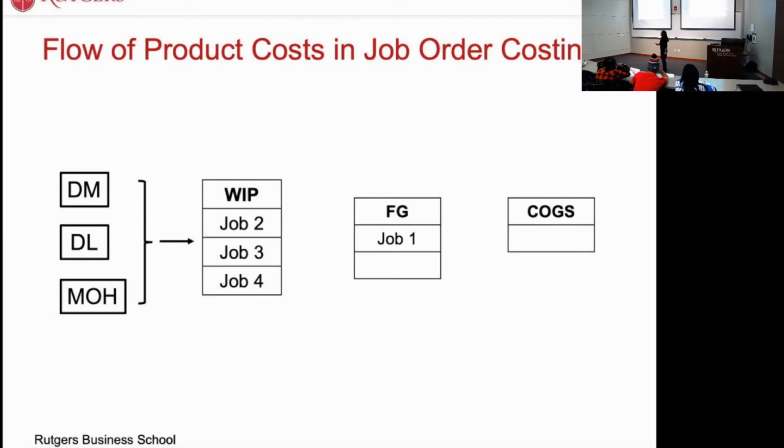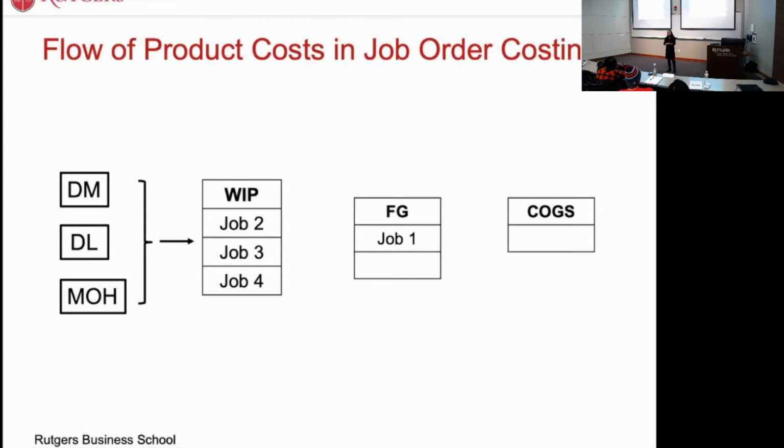Now let's look at how the flow of the product cost goes through in this manufacturing firm. So the first step, right, we need to accumulate the product cost, which contains the direct material, direct labor, and overhead. So first we have all those product costs accumulated. Okay, so that's the first step.